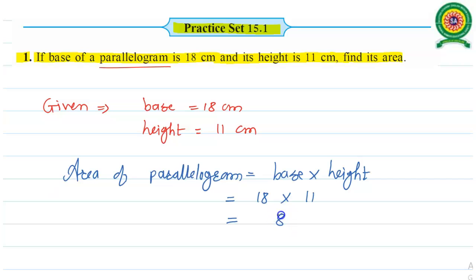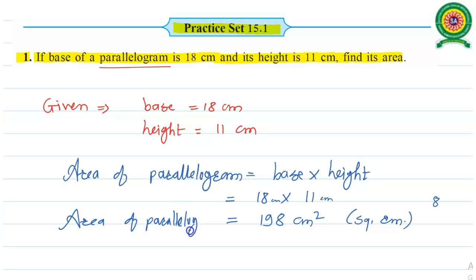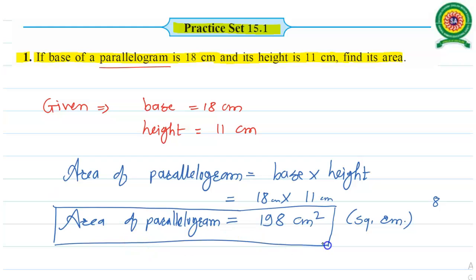So 11 8s are 88, carry 8. 11 1s are 11, plus 8, we are getting 19. Now 18 cm we are having and 11 cm. So centimeter into centimeter, we are getting ultimately centimeter square, or you may say square centimeter. So at the last we are getting here the area of the parallelogram is equal to 198 square centimeter, like that.